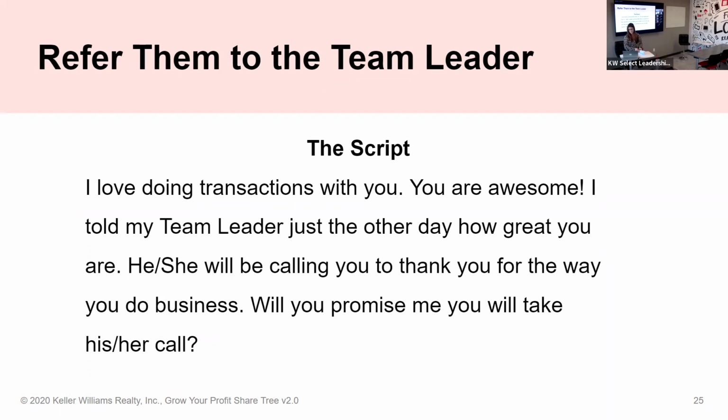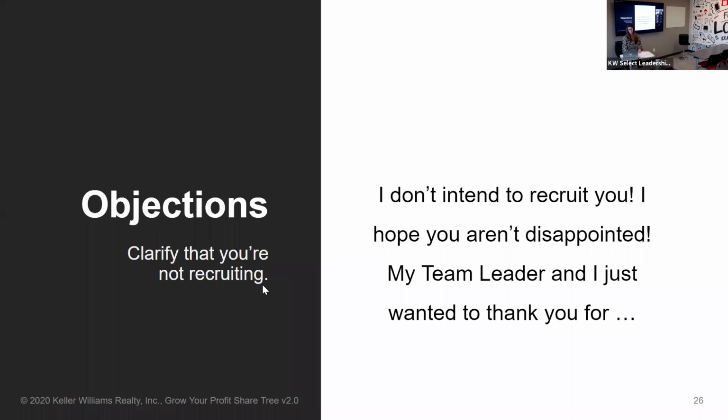So this is one of the scripts that you can use after a transaction closes. You can use this one. You can come up with something that is a little more comfortable for you too. If that doesn't work, make sure that you let them know that you are not recruiting. Again, that's not your job. You're there to build a relationship with them and make sure that they know that they're valued as an agent.